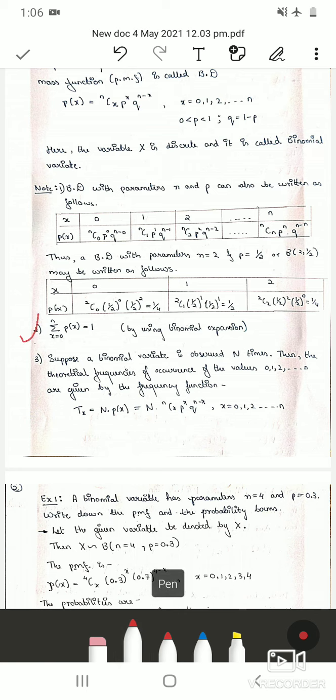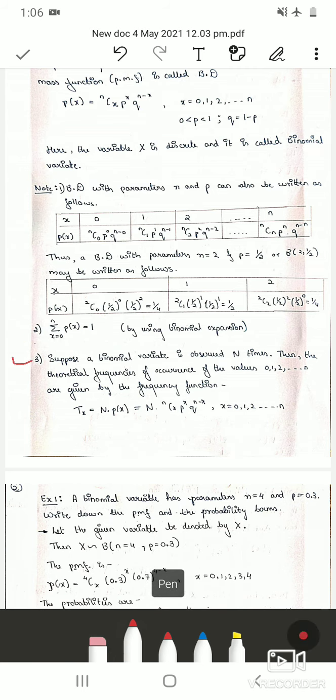So the next note is, always remember the summation of P of x from x equal to 0 to n is always equal to 1. The proof of this note is not a part of your syllabus, but if you are interested to know, then you can search it by doing binomial expansion. But remember this, always the sum of the PMF will be equal to 1. Here x is from 0 to n because that is the range of binomial distribution.